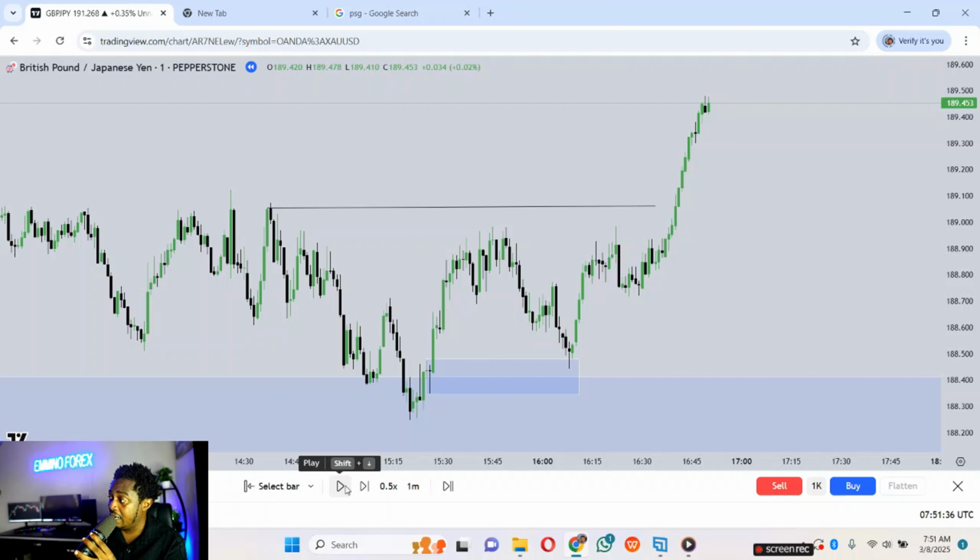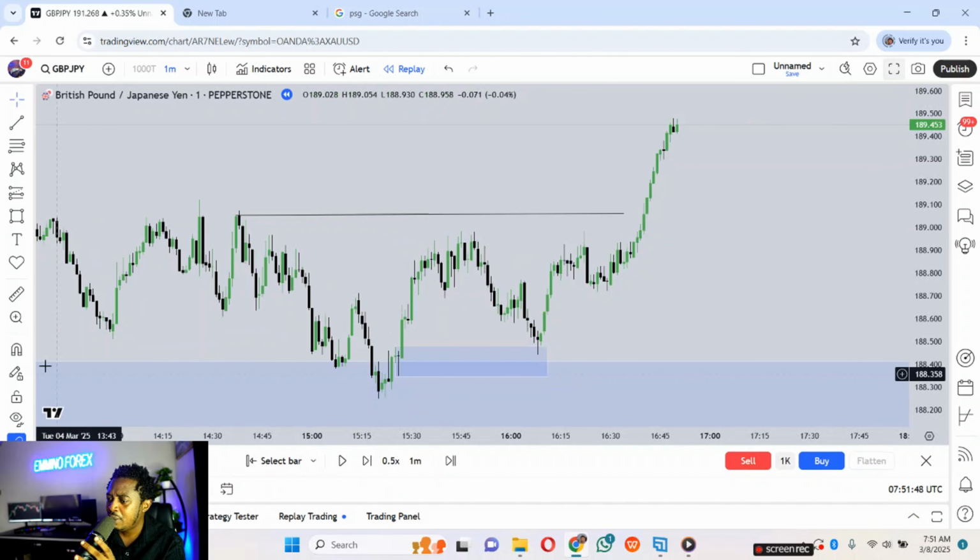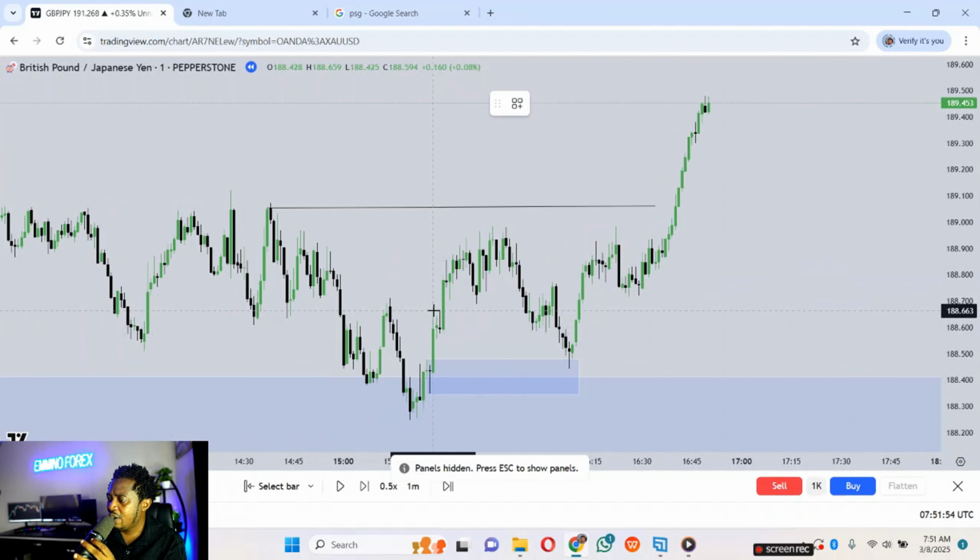If I want to do a quick recap, inducement is an incomplete pullback that forms in the market with the intention to lure in traders, give them little pips, stop them out, and eventually move in the direction. I can even use this lower time frame to explain inducement. Now, inducement is an incomplete pullback. This place is termed to be an incomplete pullback.